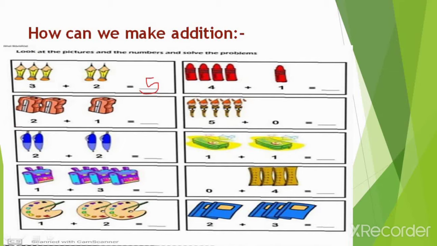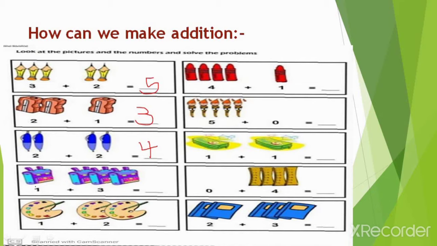Okay. Now adding 2 plus 1. Look, these are 2 sharpeners, 1 and 2. We are going to add one more, and at the end how many sharpeners will together there? There are 3 sharpeners together. 2 plus 1 we get 3. Okay. 2 plus 2. Count all the objects together. 1, 2, 3 and 4. This is 4.